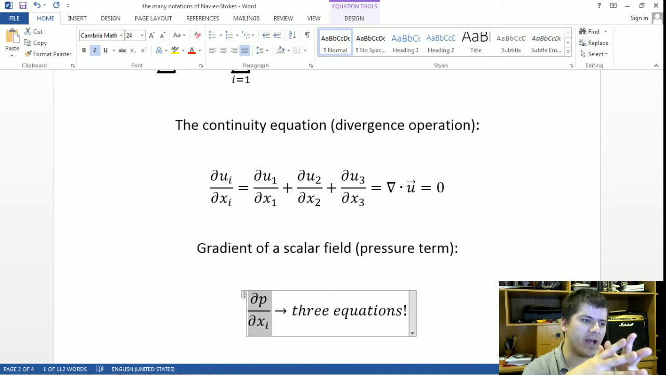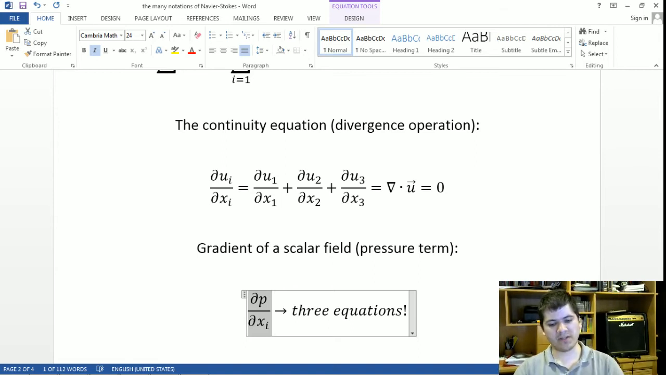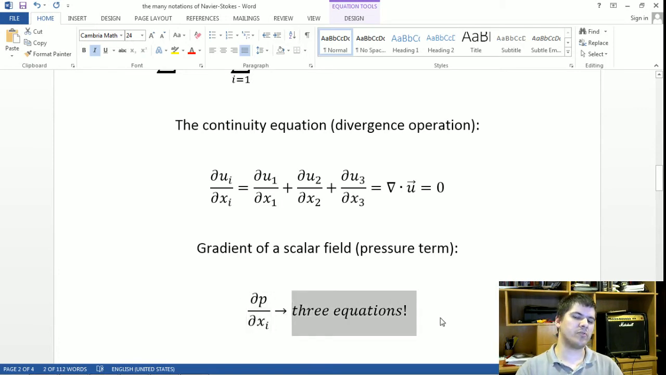So when you write the gradient of a scalar field in this form, remember, when you take the gradient of a scalar field, you obtain a vector field. So here you must have three equations, which are the three components of a vector. So when you write this, you have three equations. Remember, you have to go to i equals 1 to 3.